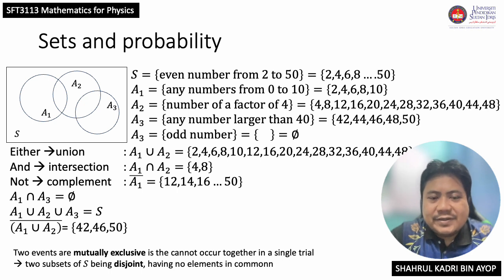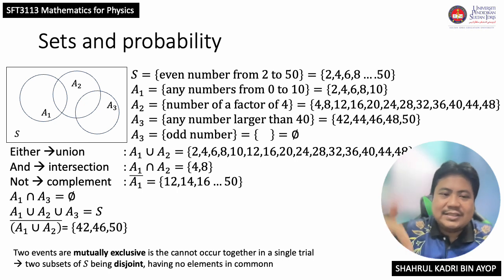Okay, so considering these three events, we can represent them with circles. So there will be some intersections. We call it an intersection there. Okay, so these are intersection 1 and intersection 2.